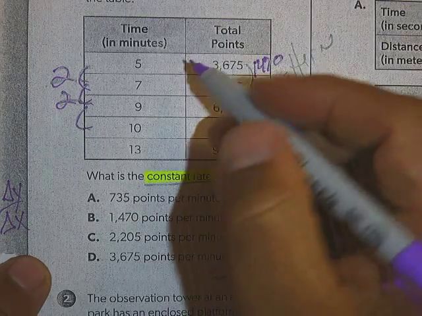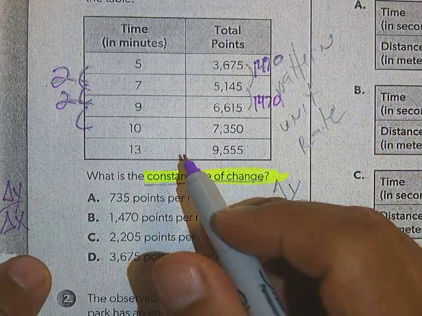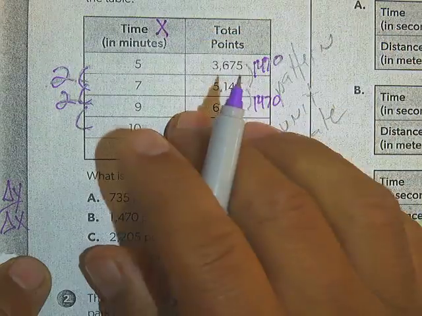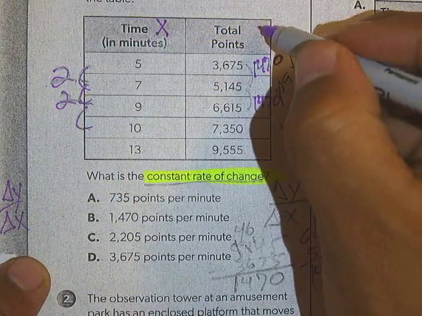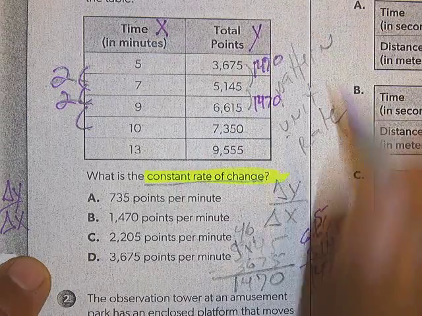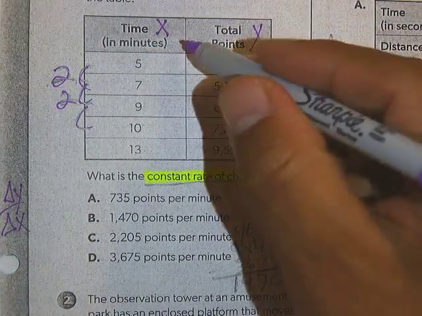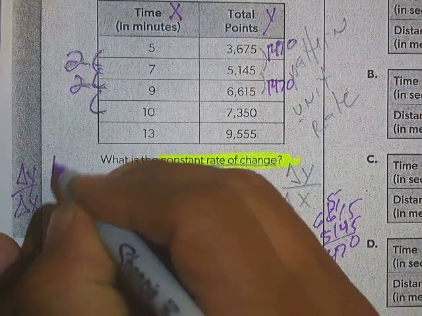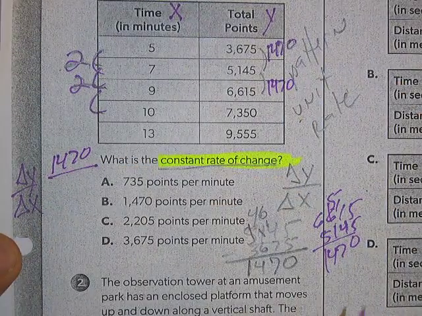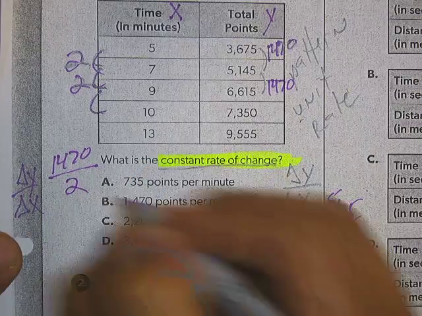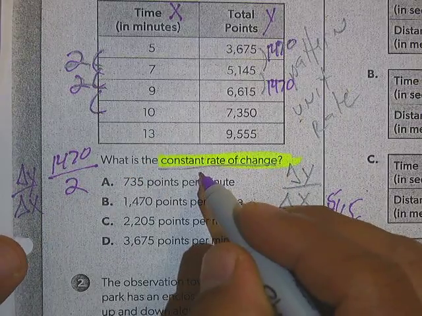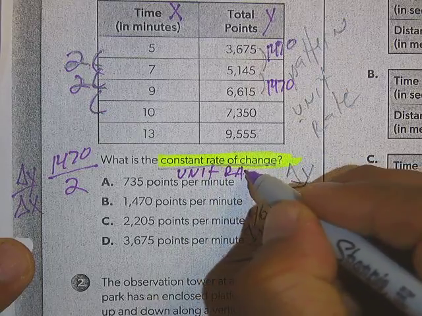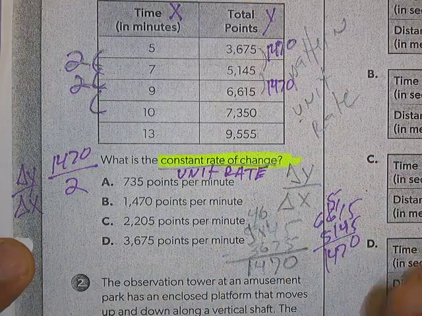Now think there, who is your x, who is your y? Well, ask yourself, can you stop time? If your answer is you can't stop time, well then this is your x, because it's your independent variable. Points depend on the time, so this is your y. So if it's y over x, well this is the y, so I'm going to put this on top, 1470 over 2. When you look for a constant rate of change, what you can find is a unit rate.